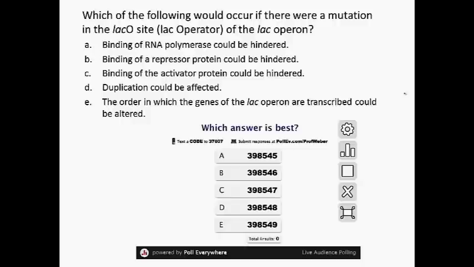So what's the best answer for this question? Yeah, that's right. If the lac O site is mutated, it's the repressor that's going to be affected. And so a mutation in the lac operator is going to cause the operon to be in the default on state, because no longer will the repressor be able to efficiently bind.